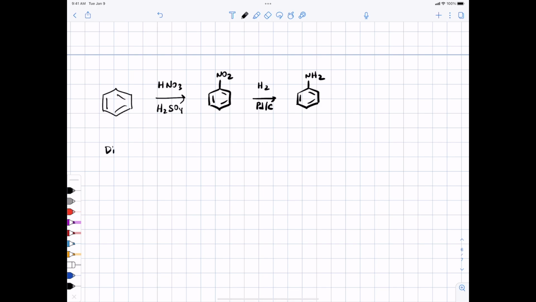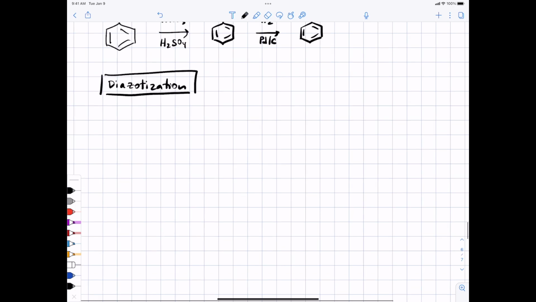The next process we're going to do is called diazotization because we're going to make what's called a diazonium ion. We start with the aniline, and then we're going to use a new and unusual reagent you haven't encountered before, sodium nitrite.